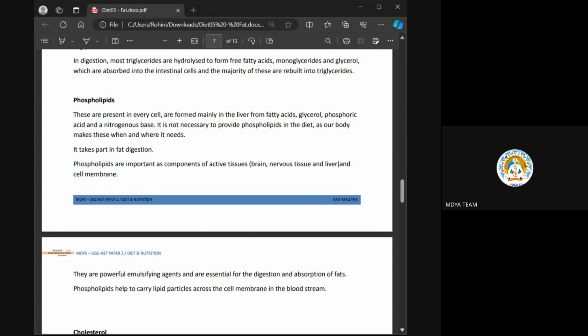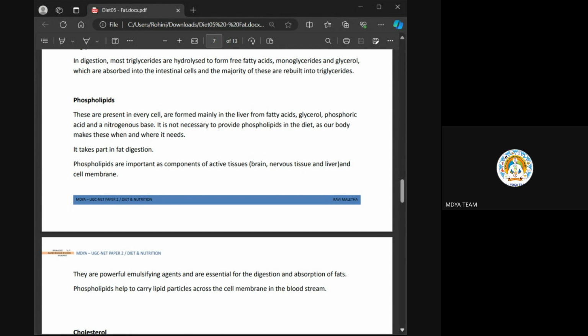It takes part in fat digestion. Whatever fat we have taken, it helps in the digestion of the fat. Phospholipids are important components of active tissues. Whenever you read about the cell during anatomy classes, the membrane of the cell is a phospholipid bilayer. So it is in the brain, nervous tissues, and liver, and it's very important for those organs and also for the cell membrane. Phospholipids are powerful emulsifying agents and are essential for the digestion and also for the absorption of fats.